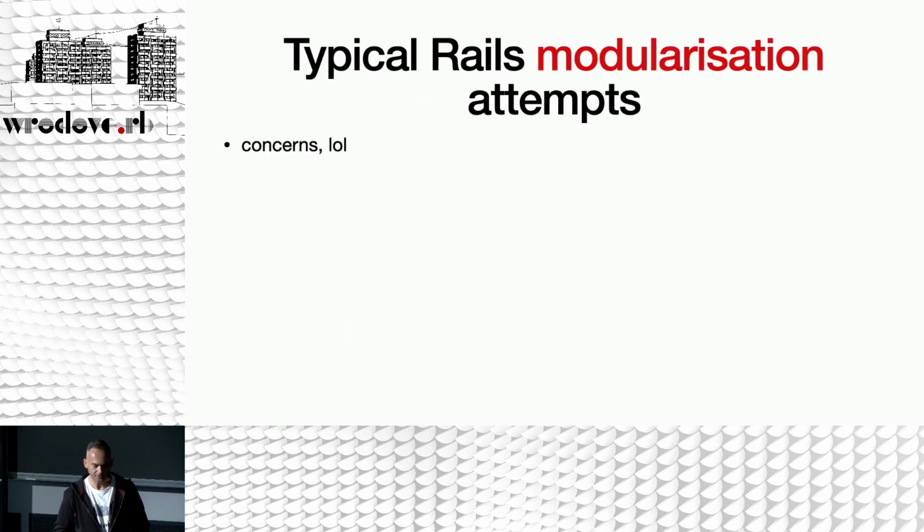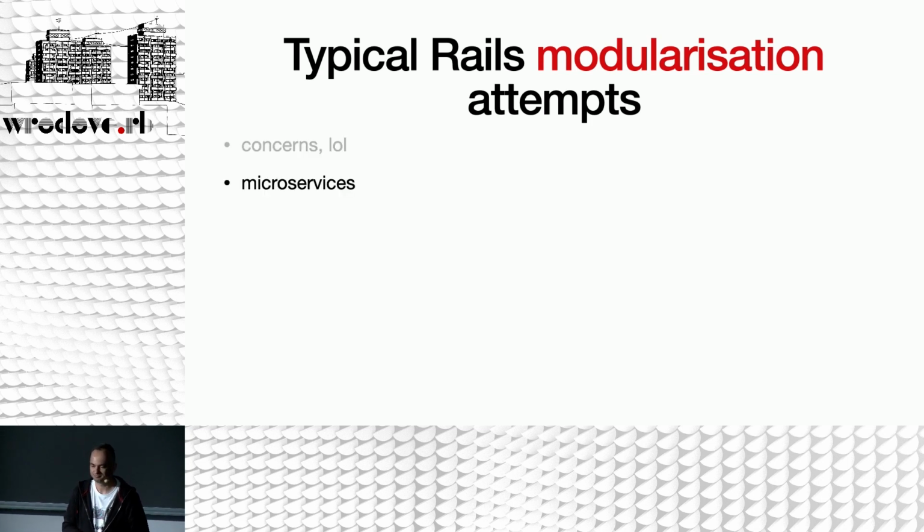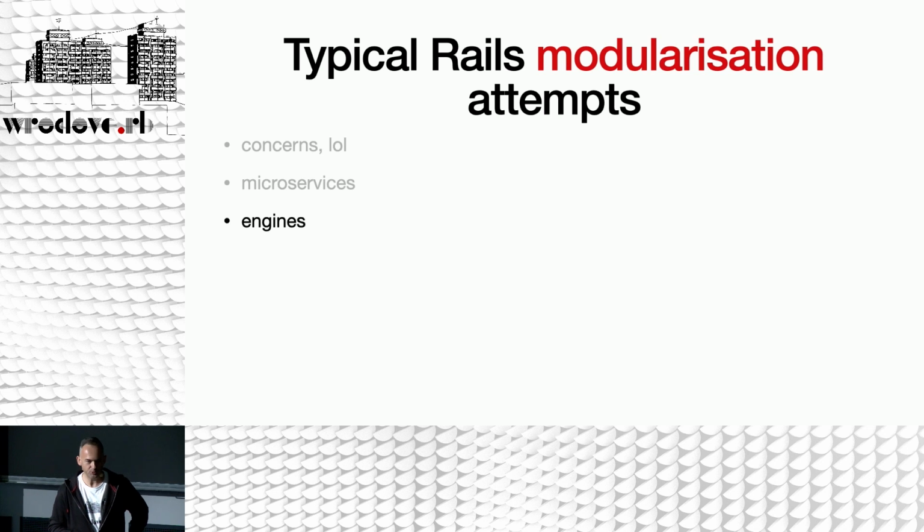I've seen many Rails modularization attempts in existing projects. Concerns, DHH. Microservices. Who went with microservices? I'm sorry for you guys. Who went with engines? Okay. Adrian is so nice that I can't really say it, but engines actually suck.